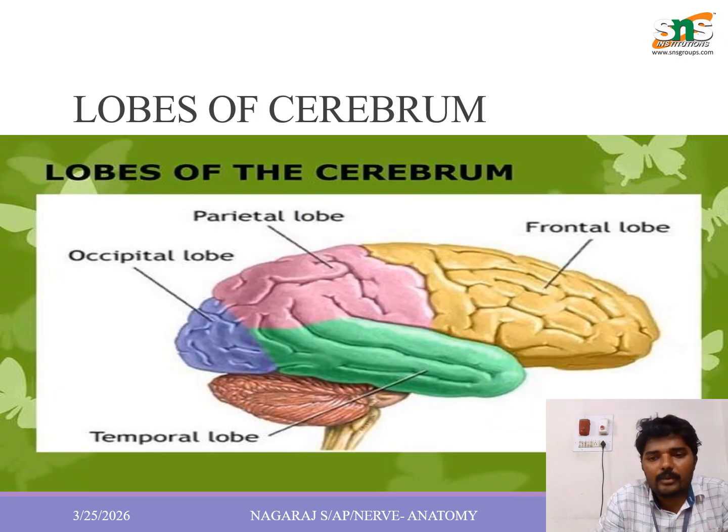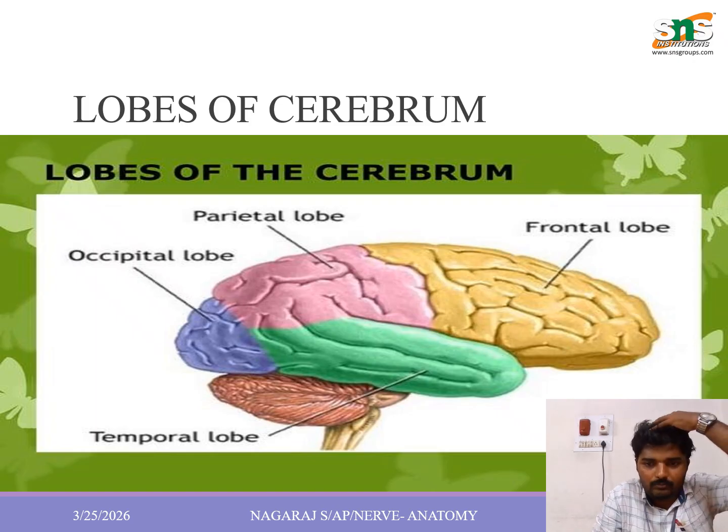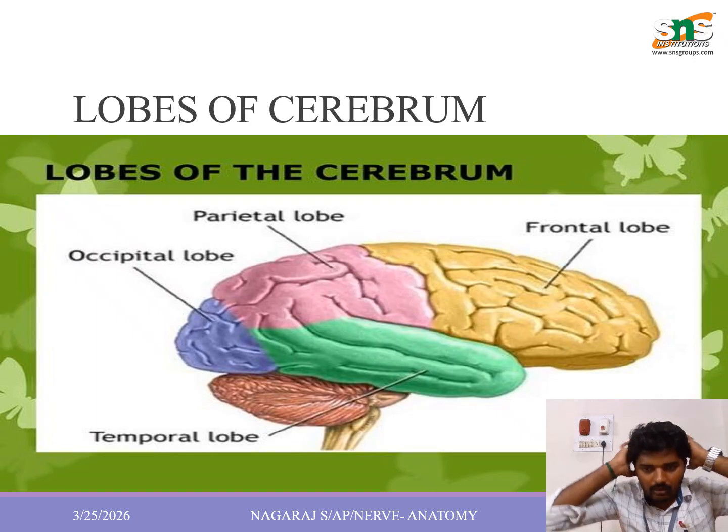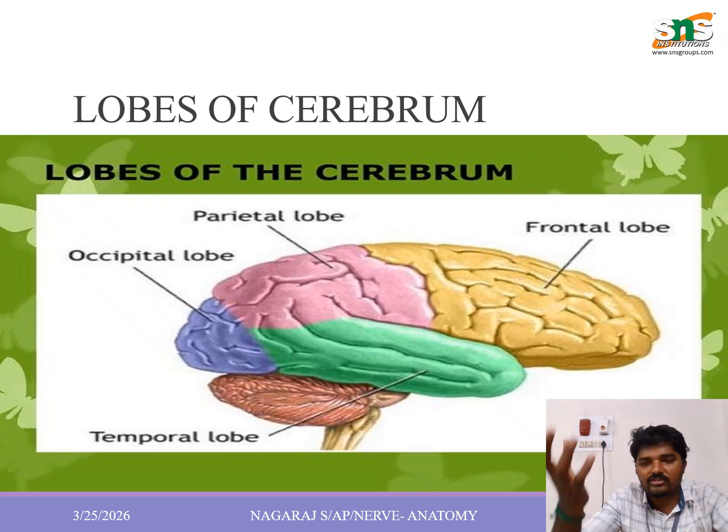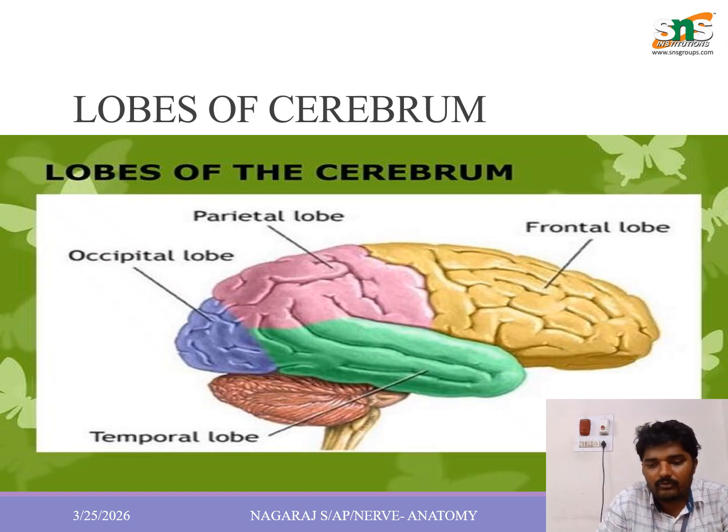Then the lobes of the cerebrum. There are mainly four lobes: the frontal lobe, parietal lobe, temporal lobe, and occipital lobe. The occipital lobe mainly handles vision. The temporal lobe is mainly for balance and coordination activities. The parietal lobe mainly executes motor function. The frontal lobe mainly executes the thinking, cognitive function.